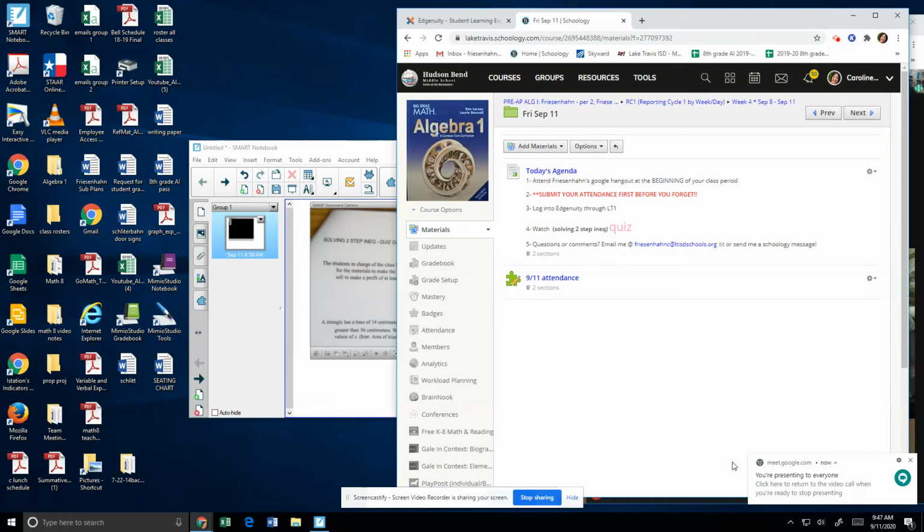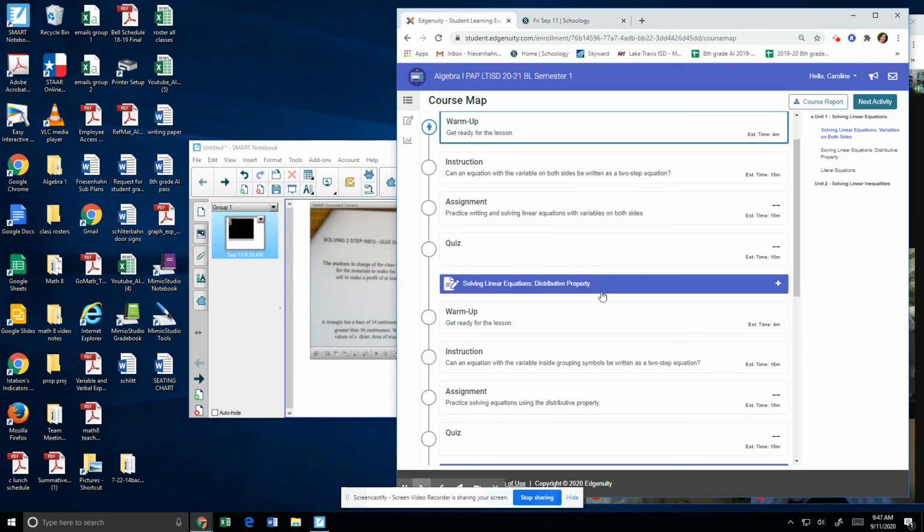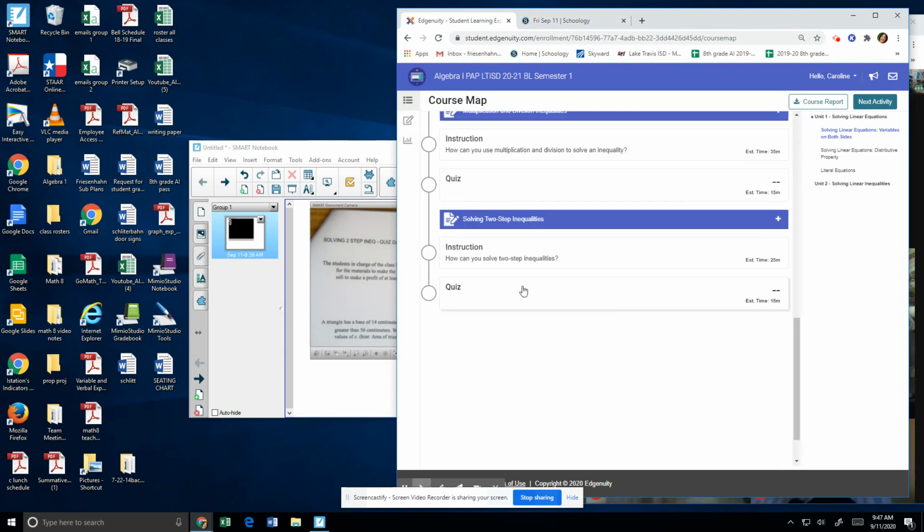So I'm going to go over four word problems with you. That doesn't seem like a lot, but I feel like setting up word problems is always the hardest thing. After our 20 minutes today, you are going to get onto Edgenuity, LT1. You are going to do the solving 2-step inequalities quiz. In Edgenuity, go to the very bottom, and you have this quiz to take.